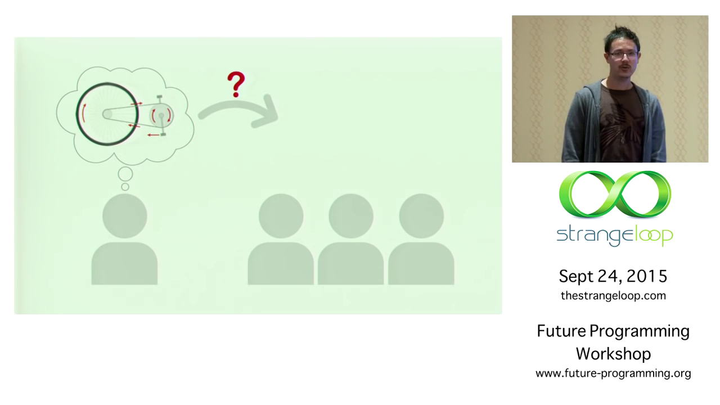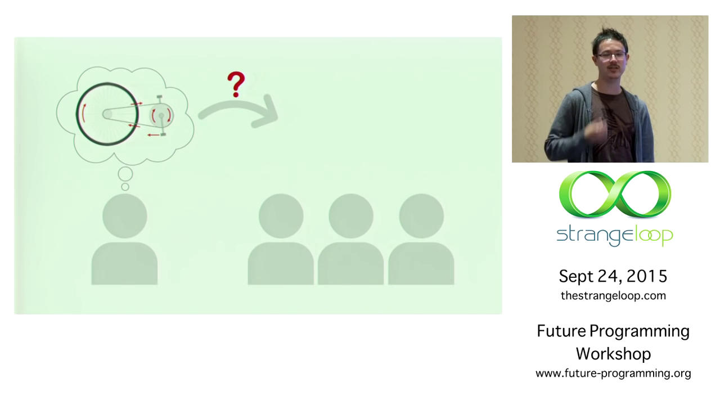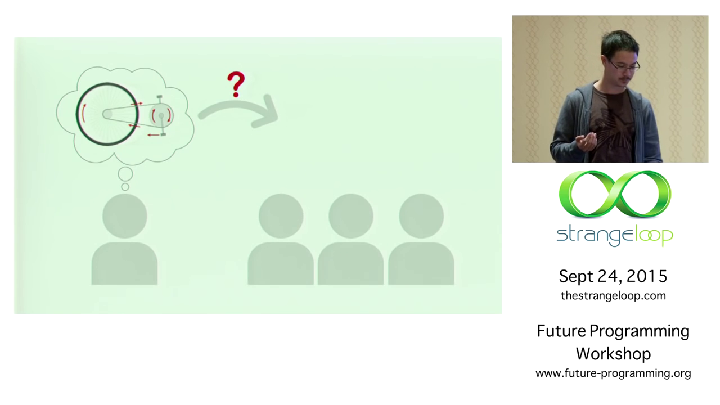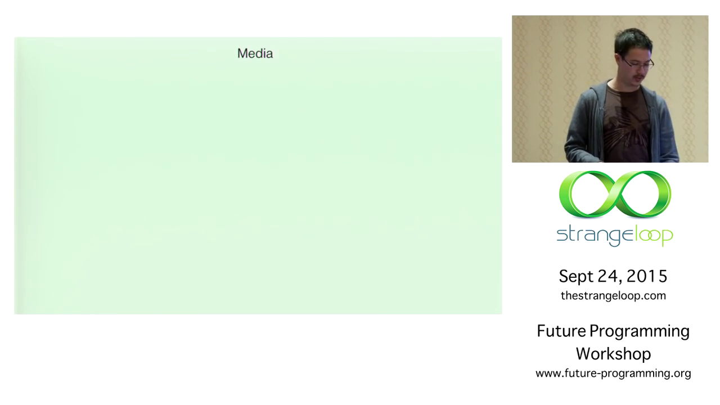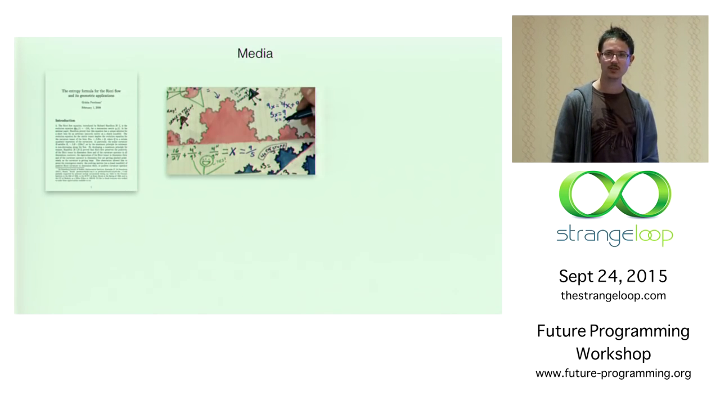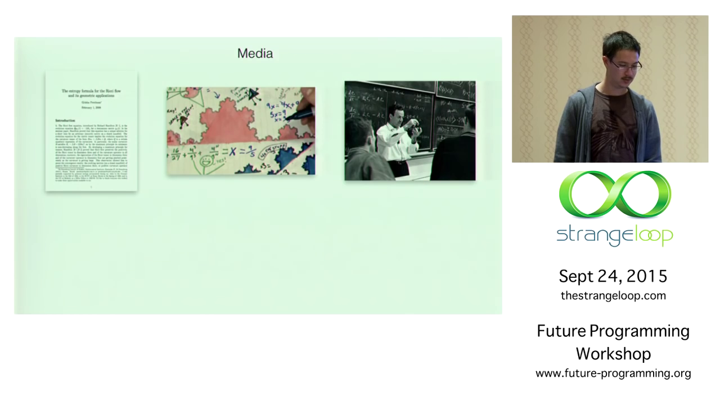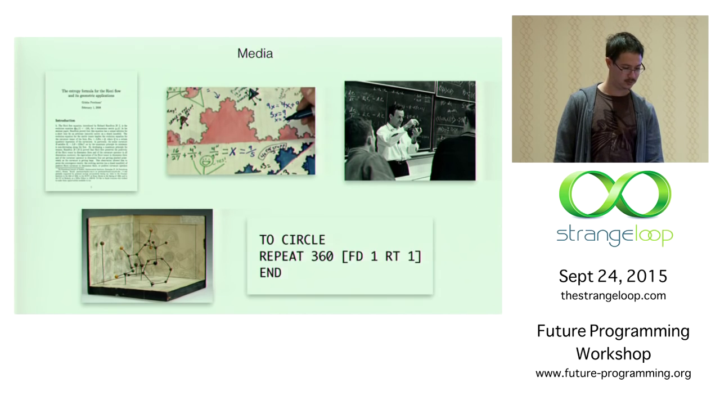So how do we communicate mental models? If I have an understanding of some system, how do I communicate that understanding to other people? Well, we have various forms of media for doing this. You can write an article, draw a picture, give a presentation, make a physical model, write a computer program.